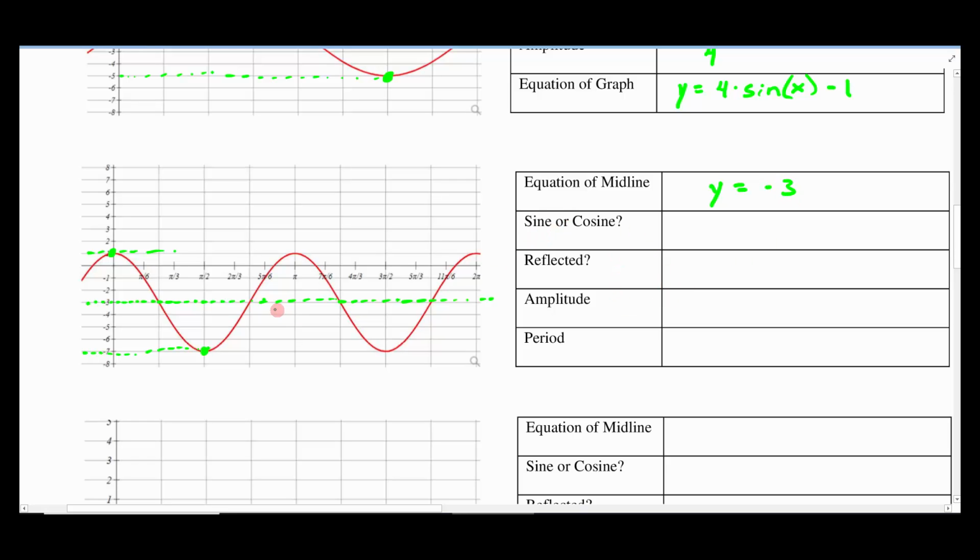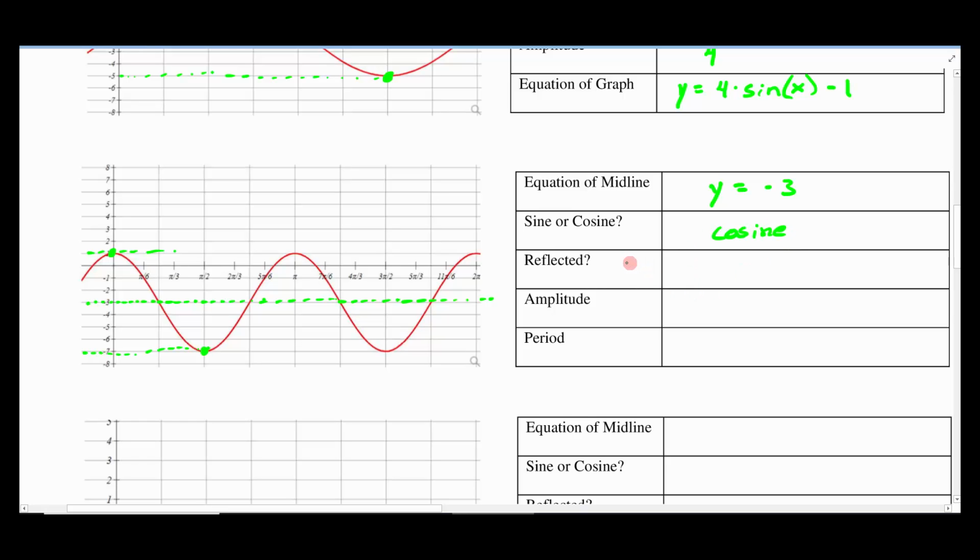All right, so now is this a sine or a cosine function? So remember what we talked about. I go to 0 on the x-axis, I look at my midline, and I notice the function does not start on the midline there. It's starting above the midline. So this is a cosine function.